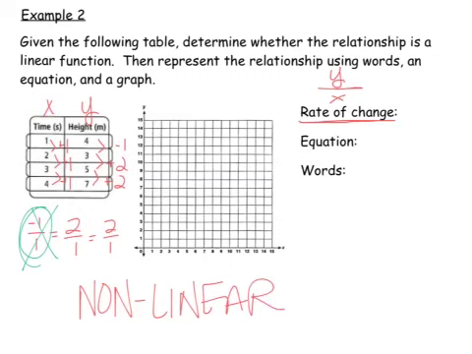We can still go ahead and graph. 1, 4, 2, 3, 3, 5, 4, 7. But that's definitely not a linear graph. There's definitely a turn in there. Because it's not linear, we're not going to worry with an equation or words.